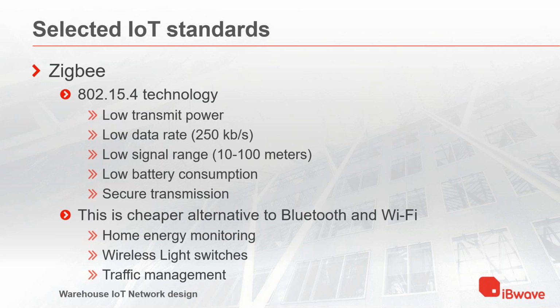Its characteristics are low transmit power and low data rate, but it is significantly higher than LoRa's data rate. This one is on the order of 250 kilobits per second. The signal range is much, much lower, from 10 to about 100 meters, depending on the environment, with low battery consumption and secure transmission, which is very important. This is a cheaper alternative to Bluetooth and Wi-Fi, and it is used for home energy monitoring, for wireless light switches, and for traffic management.